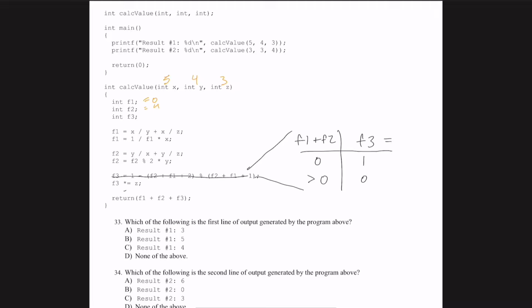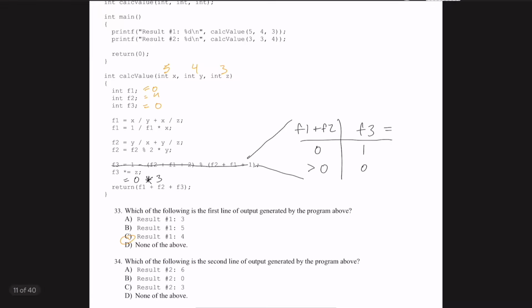Now f3 equals its current value times z. 0 times 3 is 0. Therefore, f3 is equal to 0. We return back the sum of our three f variables. 0 plus 4 plus 0 is equal to 4.